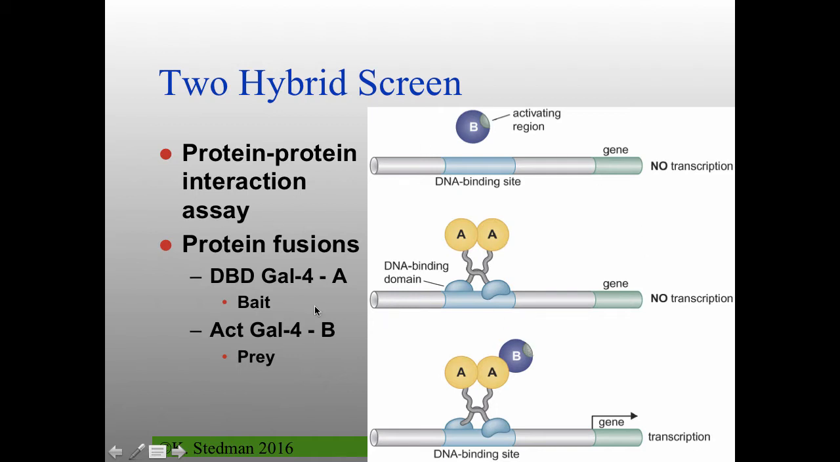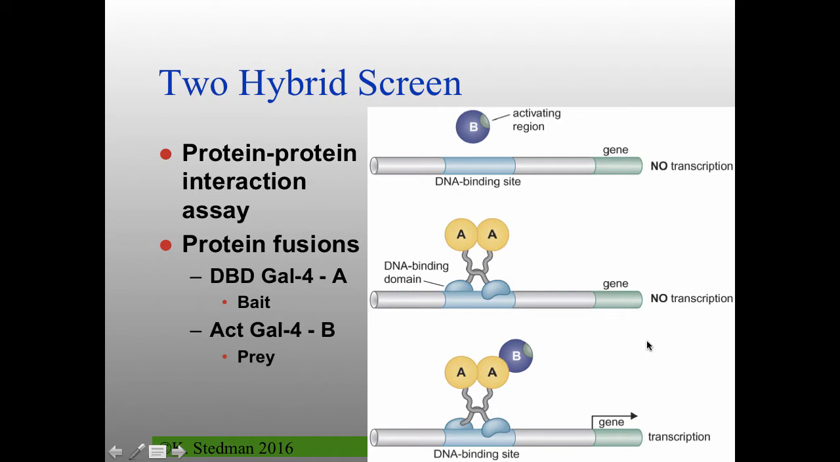So that's your one fusion, one of your two hybrids. The second one is an activation domain connected to something that you think might be interacting with A. You put these two together. If you see transcription, that means that they're interacting with each other. So that's one kind of protein-protein interaction assay.